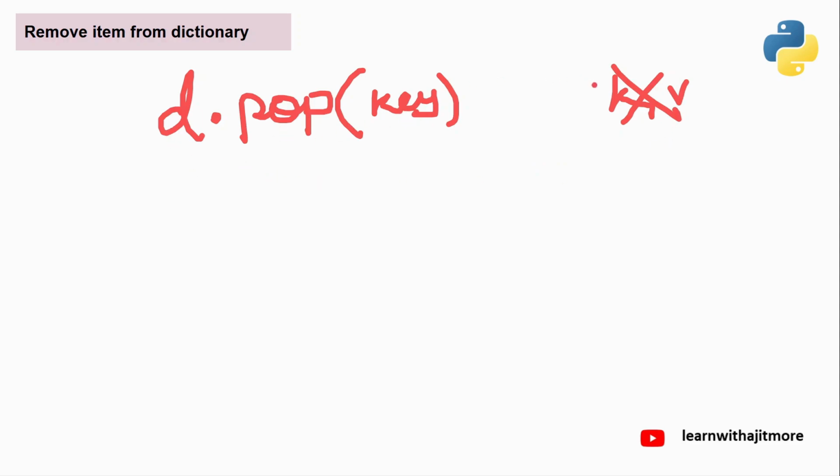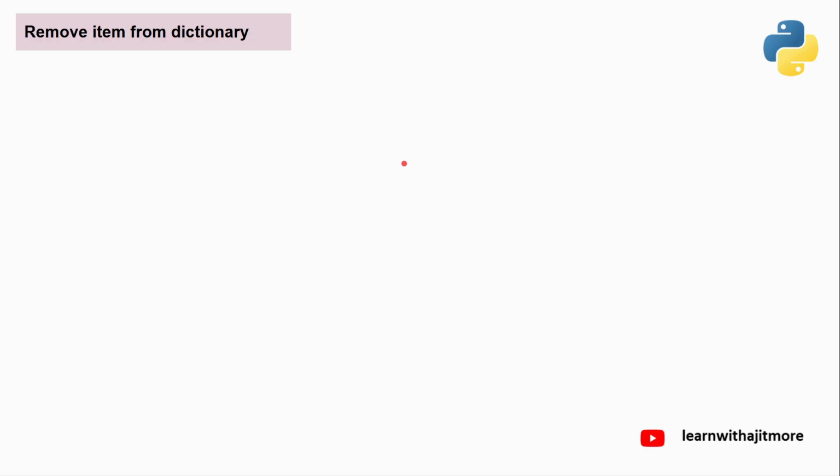d.pop(key): if the key is present in the dictionary, the key-value item is removed from the dictionary, and the value of the deleted key is returned. Suppose the key is absent, it will generate a key error. If the key is absent, a key error is generated, and if present, it will remove the item and return the value of that deleted key.